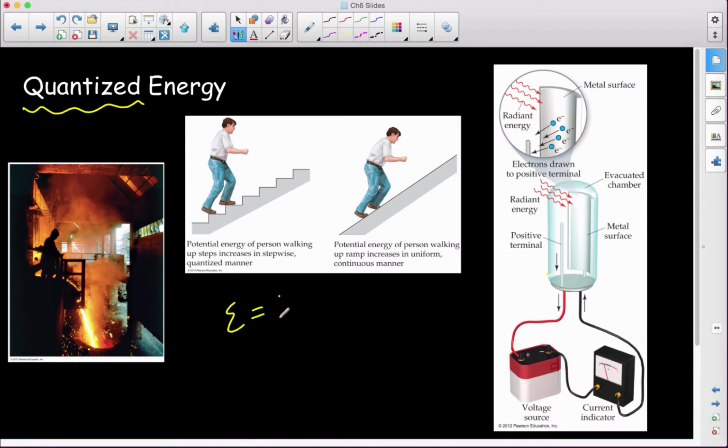Which also gives us our equation, E equals h nu, where energy is equal to Planck's constant, which is, definitely memorize this, 6.626 times 10 to the negative 34th joules times seconds, times frequency. And technically, if we're being really specific, this is the energy of a photon.